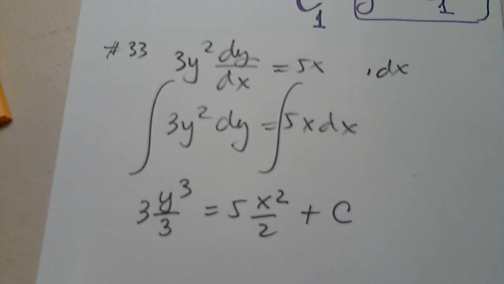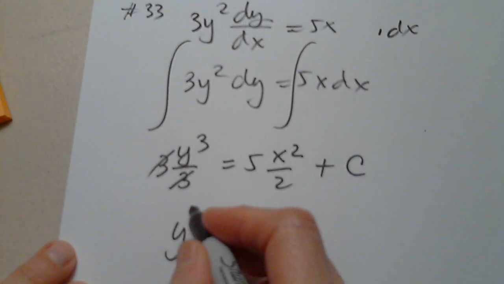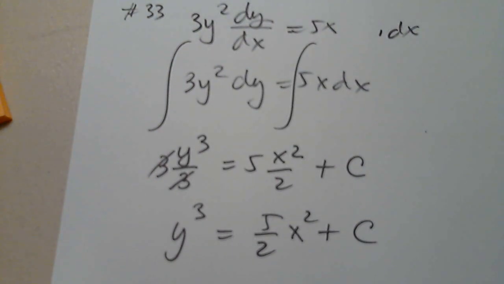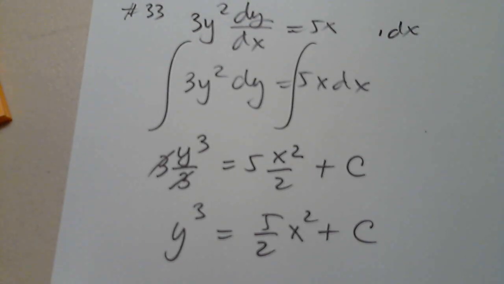There is no need for a constant on both sides, because the constant from the left and the constant from the right will make up another constant. Good. Simplify. So I have y to the third equals 5 halves x squared plus a constant c. It's all algebra now. I need to solve for y. What should I do to both sides to solve for y? Move on.